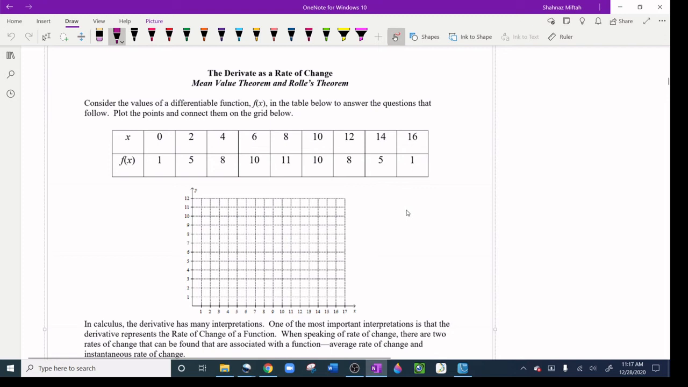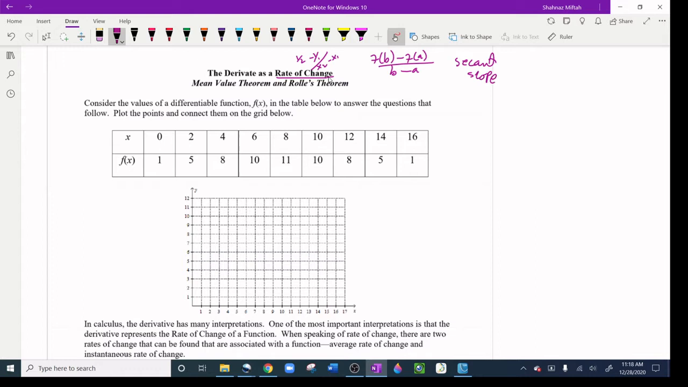Derivative as a rate of change, mean value theorem and Rolle's theorem. Derivative as a rate of change. Rate of change, we already know that's a slope, like y2 minus y1 over x2 minus x1. This is rate of change. Or in calculus, f of b minus f of a over b minus a. We call this a secant slope.